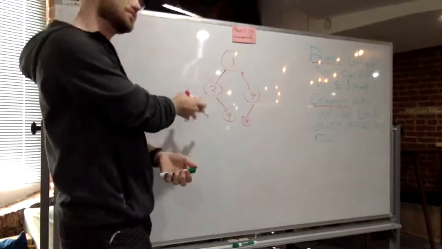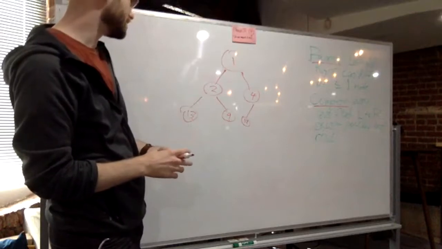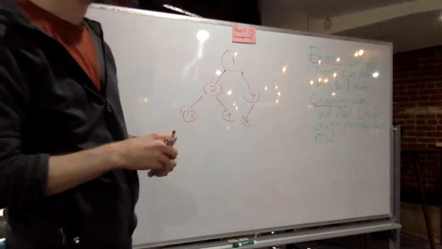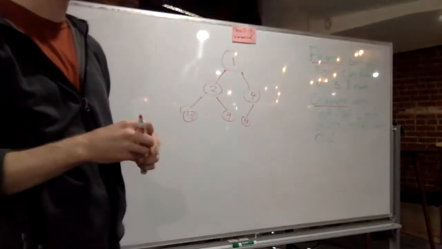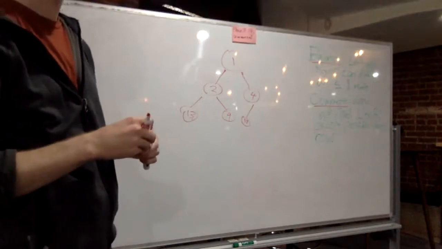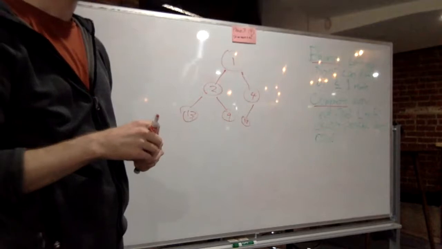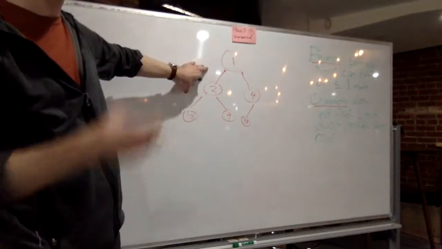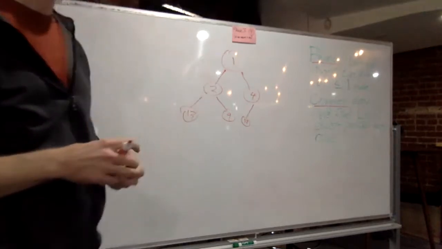Just to drive the point home, finding the minimum of a set: if you had all of these elements in an array, what would be your time complexity to find the minimum of that set? Maybe O of n. Big O of n. What's the time complexity to find the minimum here? One. Constant time. It's just the top node.